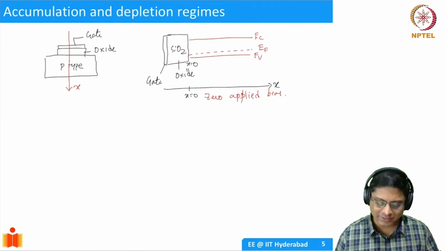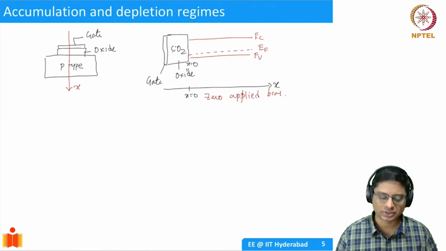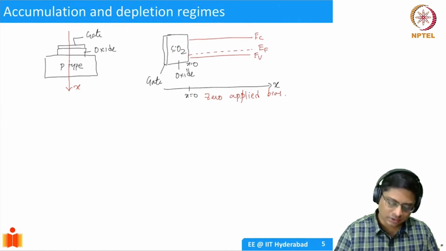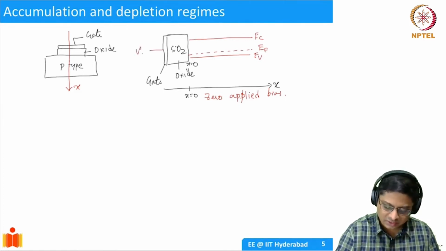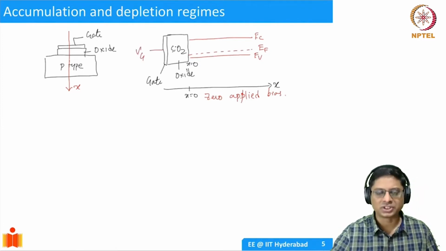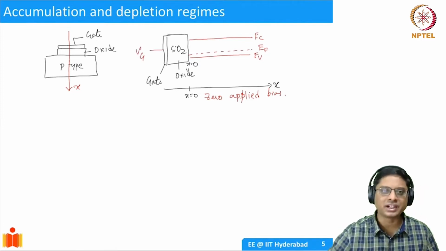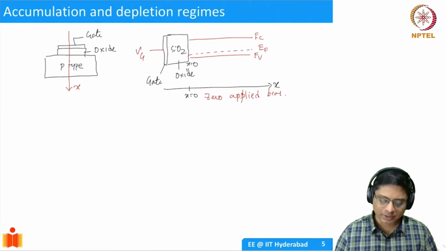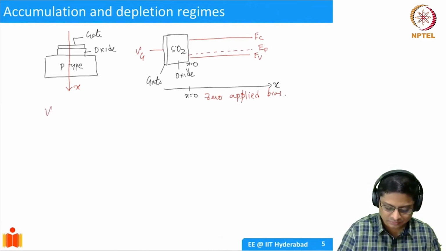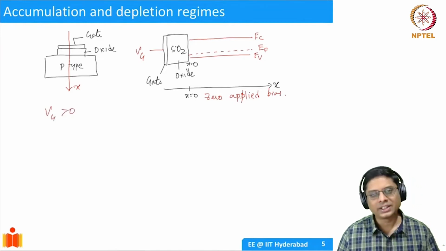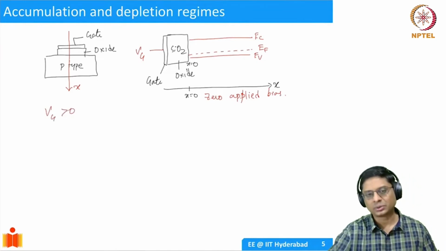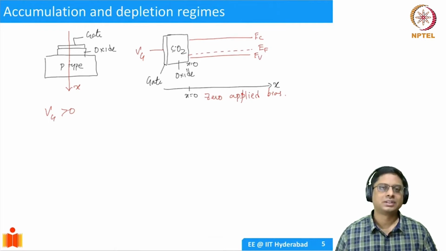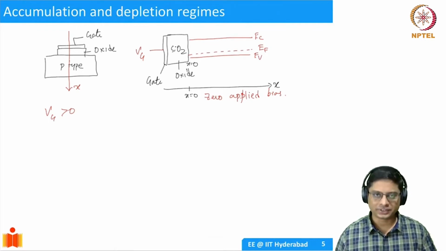What happens as I apply a gate voltage? If I apply a positive gate voltage, what do we expect? Now this is VG, and of course there's a counter terminal in the substrate. We're not showing it, this is semi-infinite in the substrate. Now if I apply VG greater than 0, what did we say? We said that a positive gate voltage is going to drive the holes away from the silicon dioxide interface, and that will create depletion.